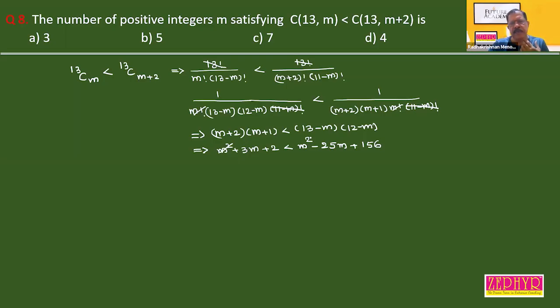M squared is getting cancelled. Therefore, 28m less than 154, which implies m less than 154 divided by 28. This 154 by 28 is what? 154 by 28 is greater than 5, I think, no? So this will be 5 point something. Okay.